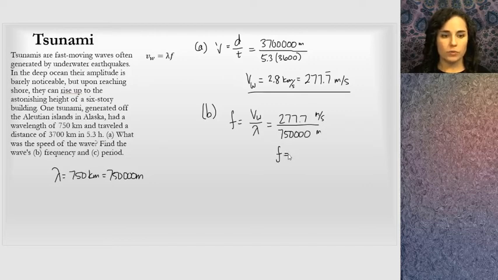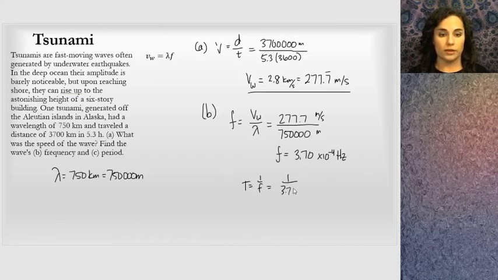And so the frequency ends up being a really small number, right? I'm dividing by a large number, so that's 3.70, and that number repeating. So I'm just going to put that times 10 to the negative 4th hertz. Now that I found the frequency, the period is just 1 over the frequency. So I'll go 1 over 3.70 times 10 to the negative 4th.